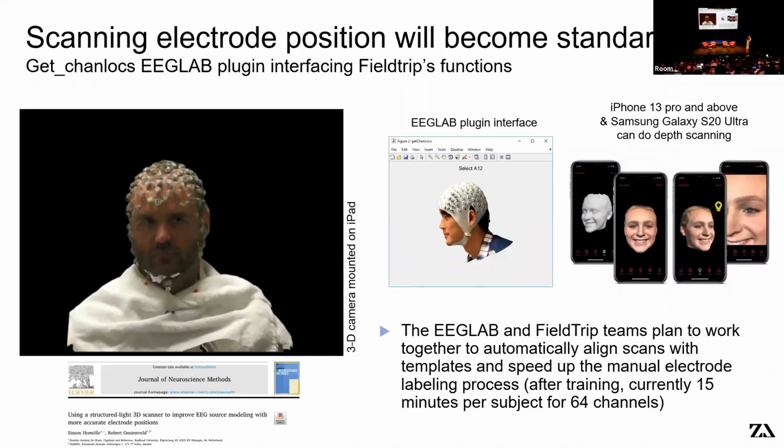For example, in EEGLAB, once you have the image, someone still needs to go over the image to click on each electrode to record the location. But currently, EEGLAB and FieldTrip teams plan to work together to automatically align scans with templates, and then the manual electrode labeling process is sped up.